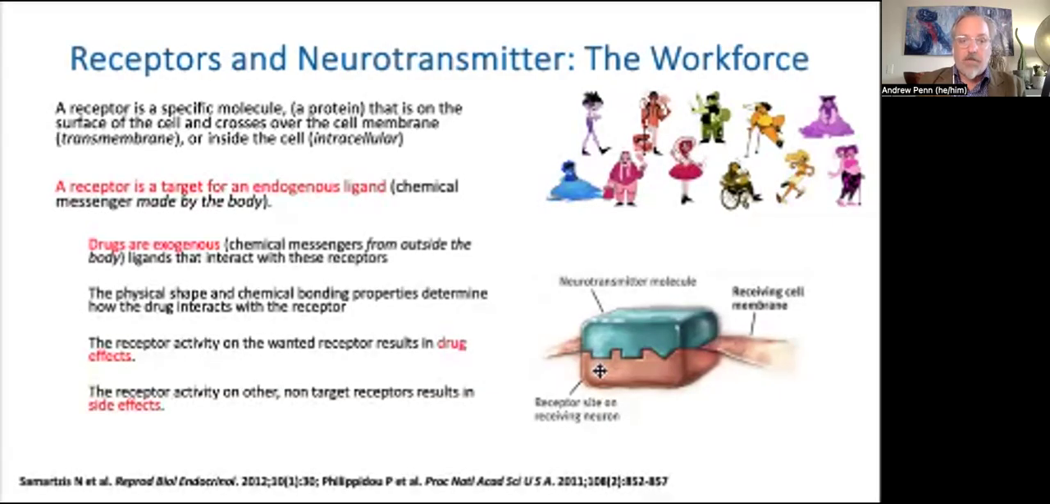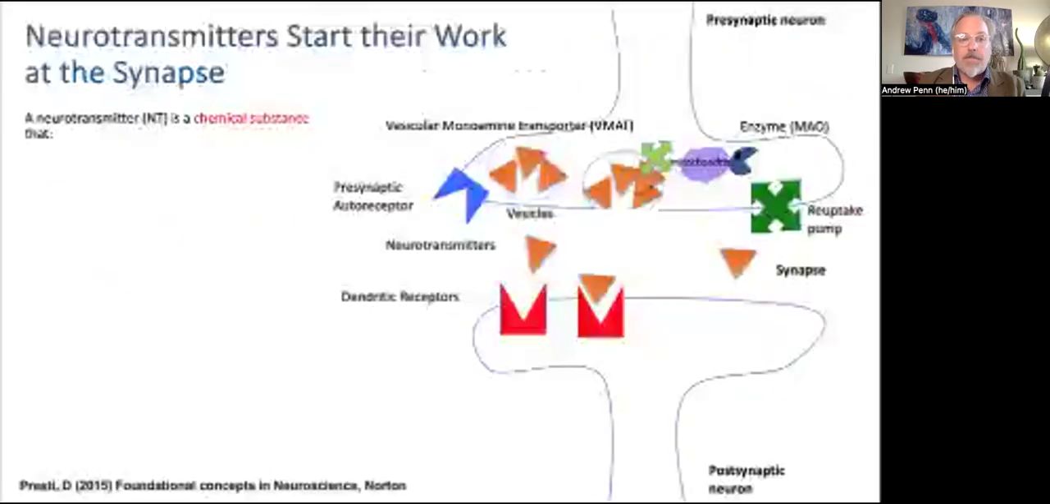They are exogenous. And depending on the shape of that drug and the properties of that drug, it may activate the receptor in the same way that a neurotransmitter does, or it may block that receptor, or it may stop that receptor from activating at all. And when we hit these receptors in the brain areas that we want to target, that gives us the target effects. When these receptors are activated or blocked in other parts of the central nervous system or other parts of the body where we don't want it, that's where we get side effects. And we'll come back to that time and time again.